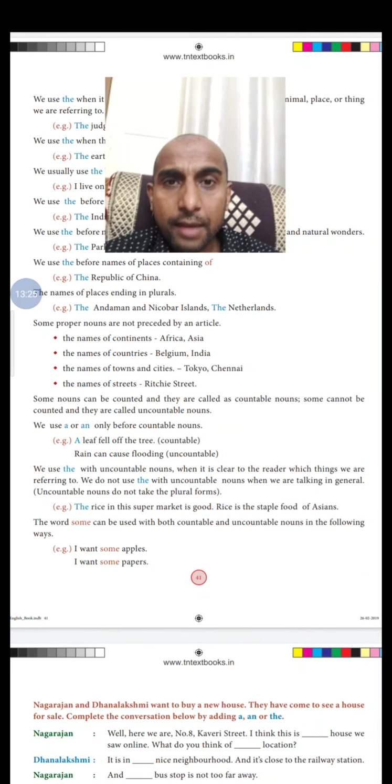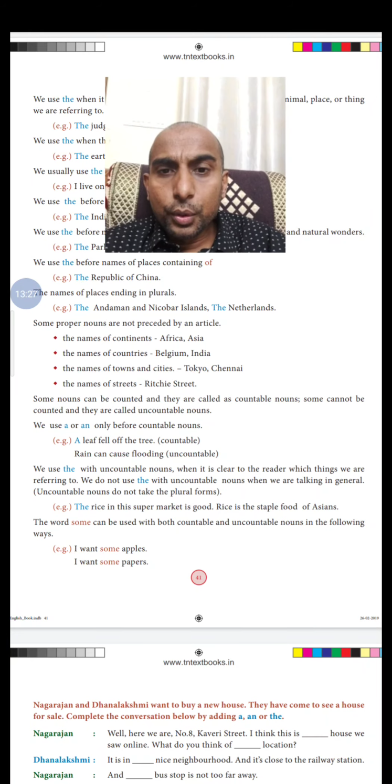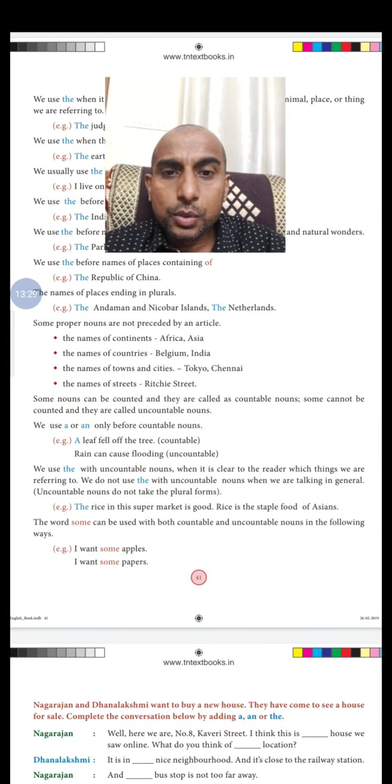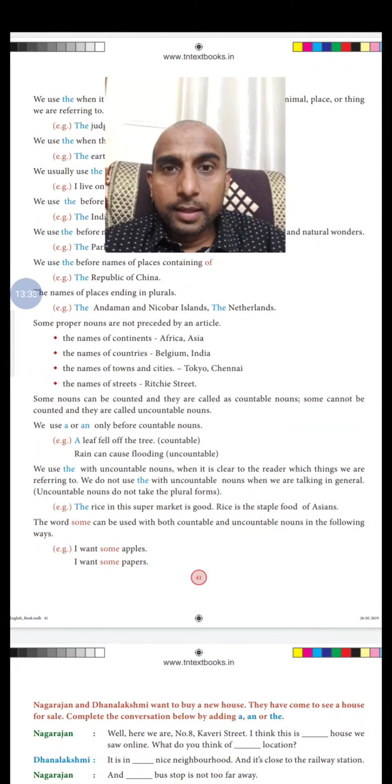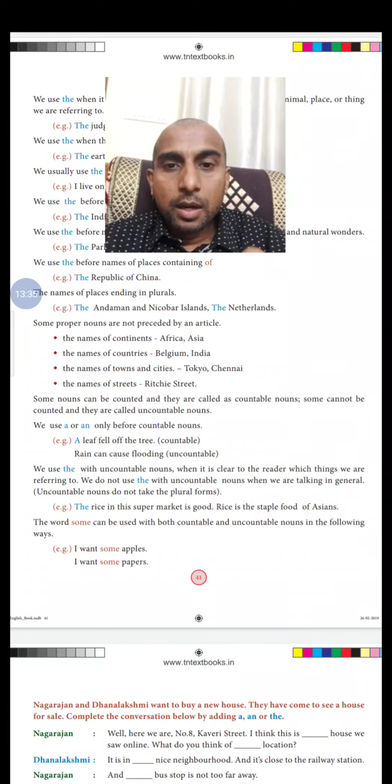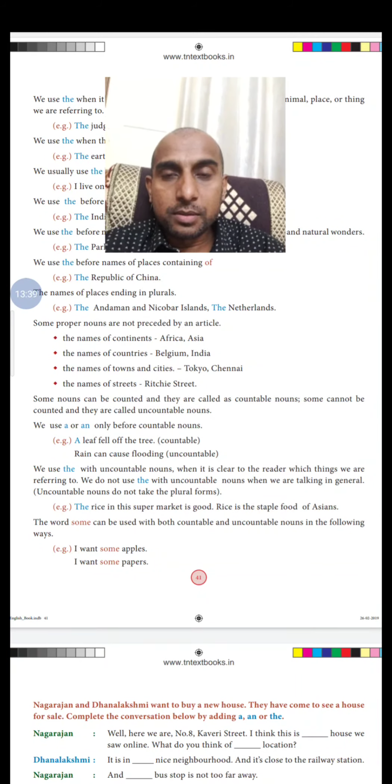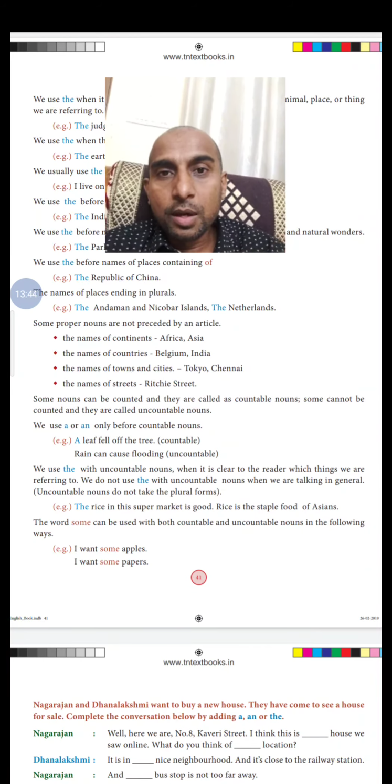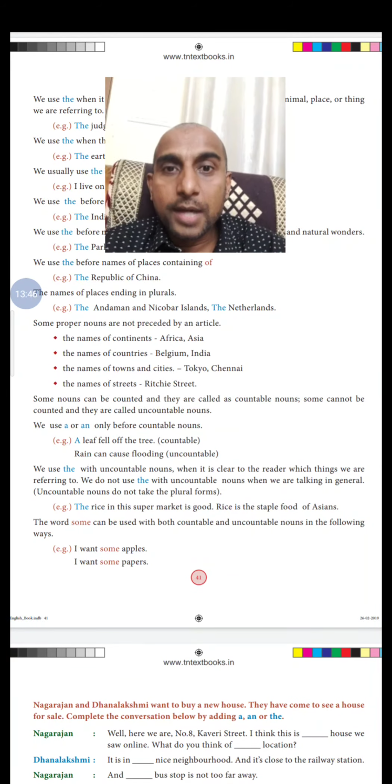Then likewise, you also use some. The word some can be used with both countable and uncountable nouns in the following way. You can also use some before uncountable nouns. For example, I want some apples. I want some papers. Like that, you can also use some before uncountable nouns.